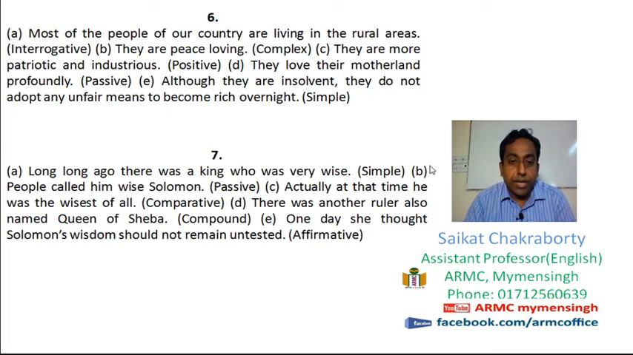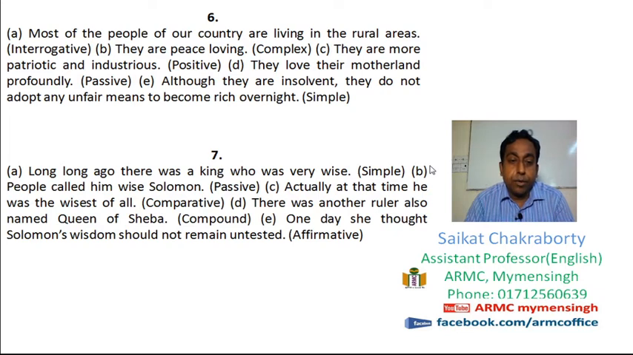Although they are insolvent, they do not adopt any unfair means to become rich overnight. Simple. Although, you must use in spite of or despite, and then you will have to change the subject. It will be transformed into possessive form, and for are we will use being. Then we can say, in spite of their being insolvent, they do not adopt any unfair means to become rich overnight. Number 7, long ago there was a king who was very wise.